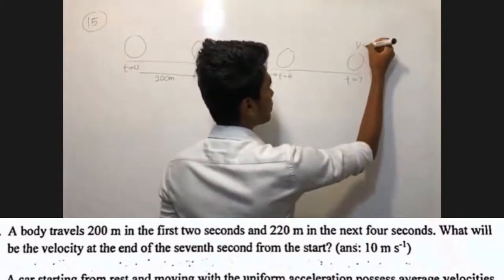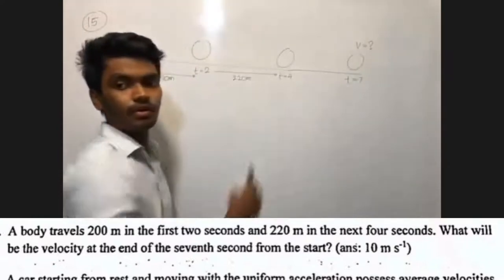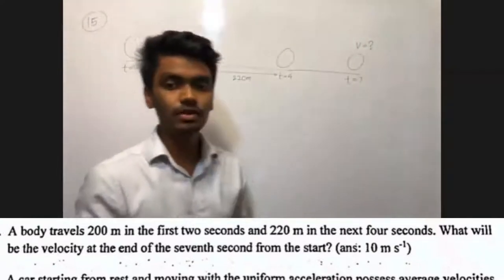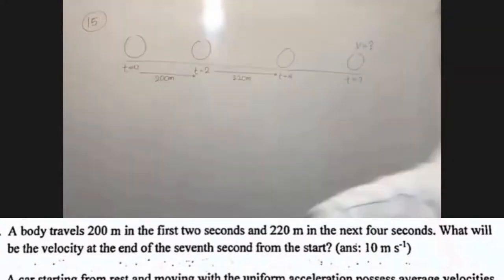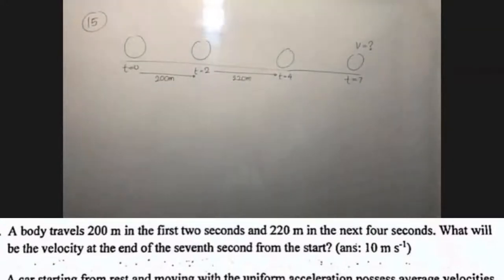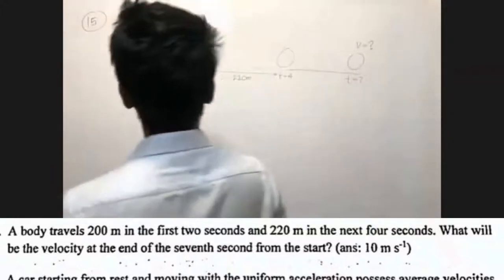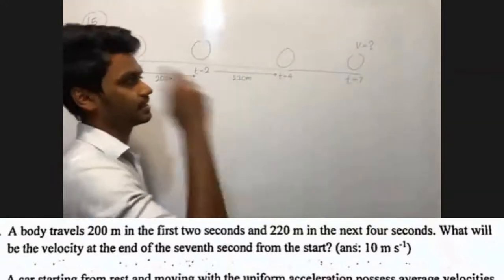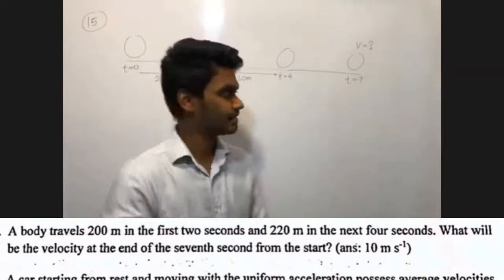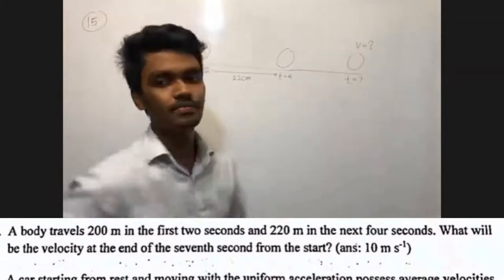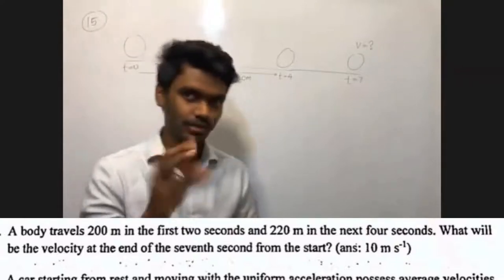Now, what will be the velocity at the end of t equal 7th second? This is what they asked.